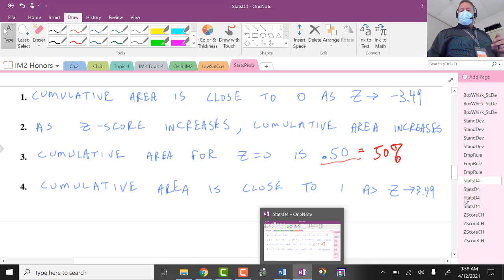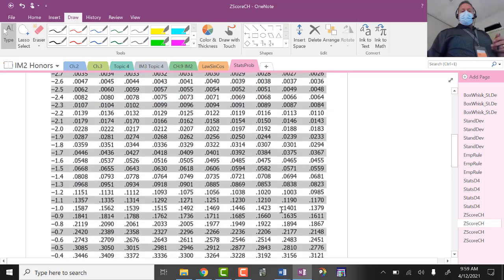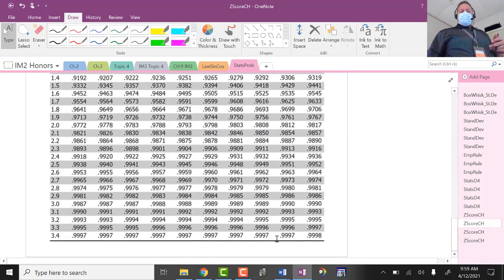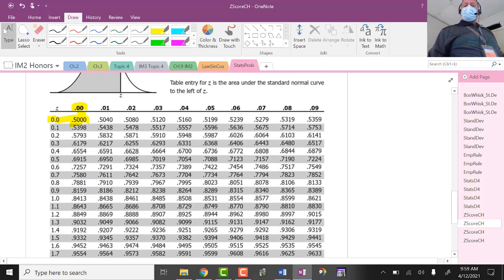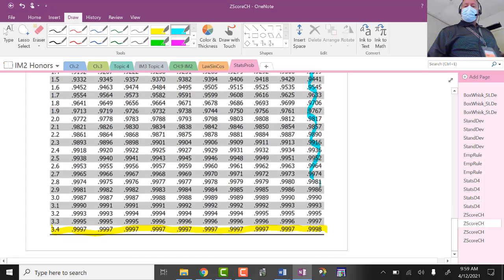And let's go back to the z-score chart. Let's go to the other side. And then here we go. 3.49 as a z-score. Again, I'm just doing this to get you to read the chart. Yellow and blue make green, so it's the green value that I'm looking for here.